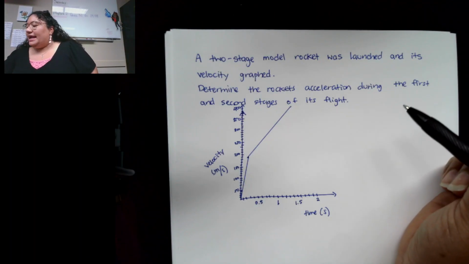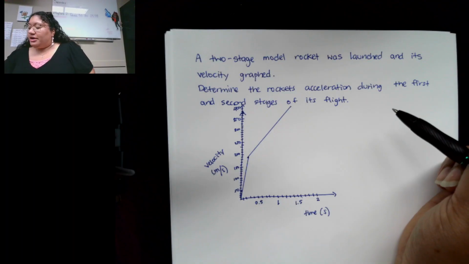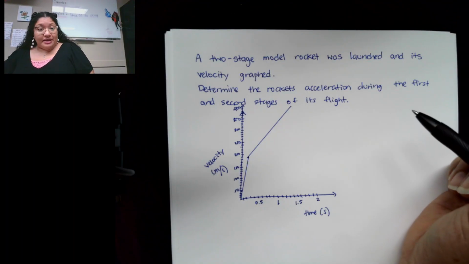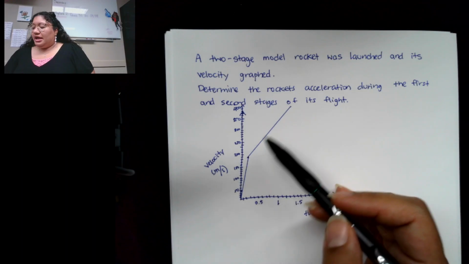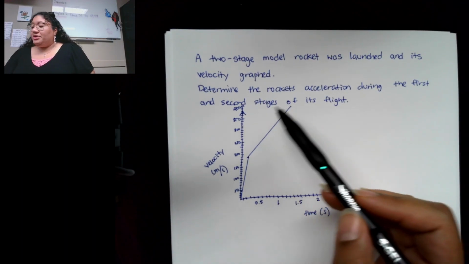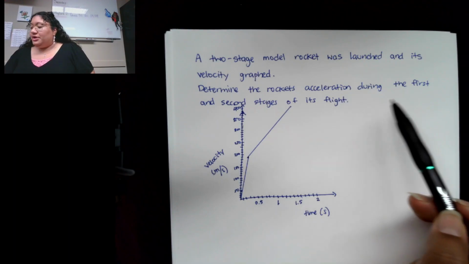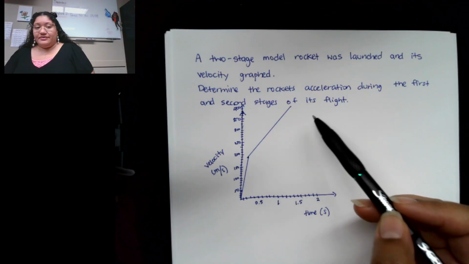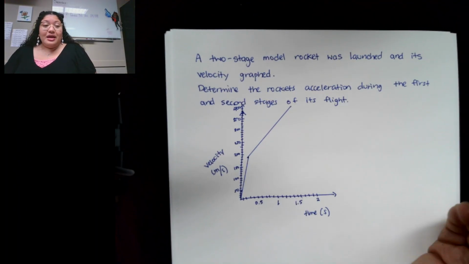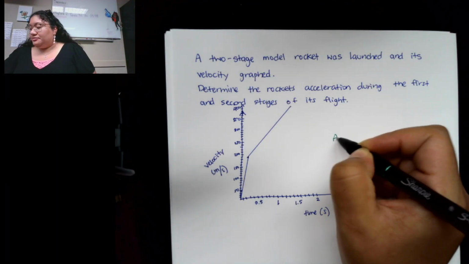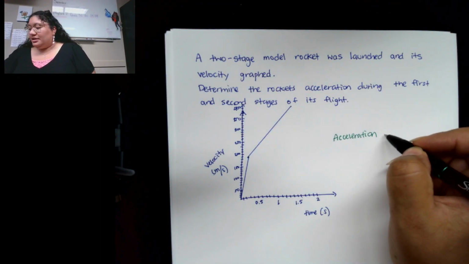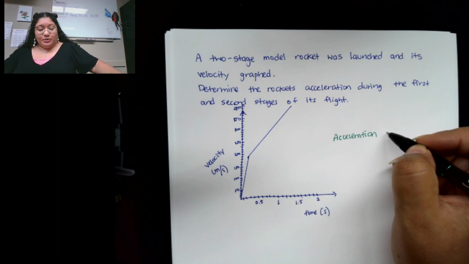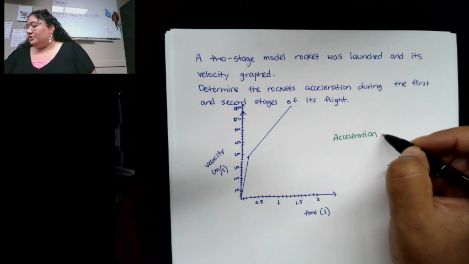It says, a two-stage model rocket was launched and its velocity graphed. So here's a graph of the rocket launching and its velocity. Determine the rocket's acceleration during the first and second stages of its flight. So I want to know its acceleration, and we said that this actually equals the rate at which an object's velocity changes.